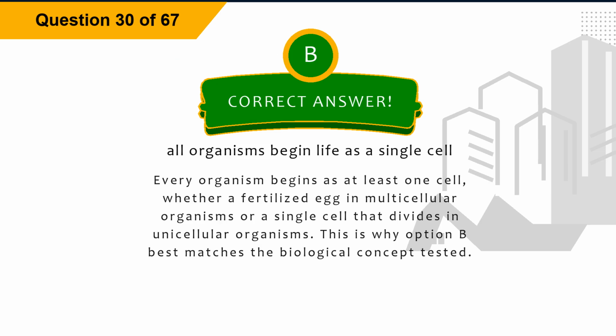The correct answer is option B. All organisms begin life as a single cell. Explanation. Every organism begins as at least one cell, whether a fertilized egg in multicellular organisms or a single cell that divides in unicellular organisms. This is why option B best matches the biological concept tested.